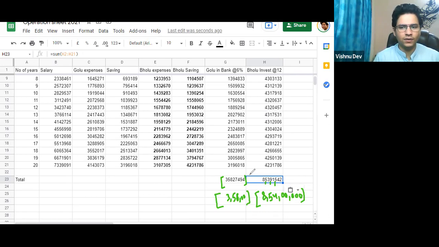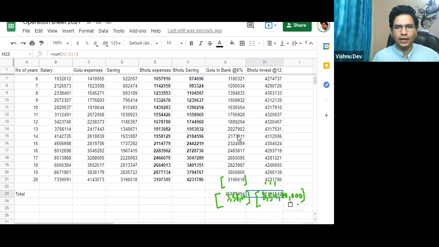All of you understood this case? Yes or no? Tell me. Everyone got this? Raise your hand. Anyone have any doubt in these calculations? I hope all of you understood.